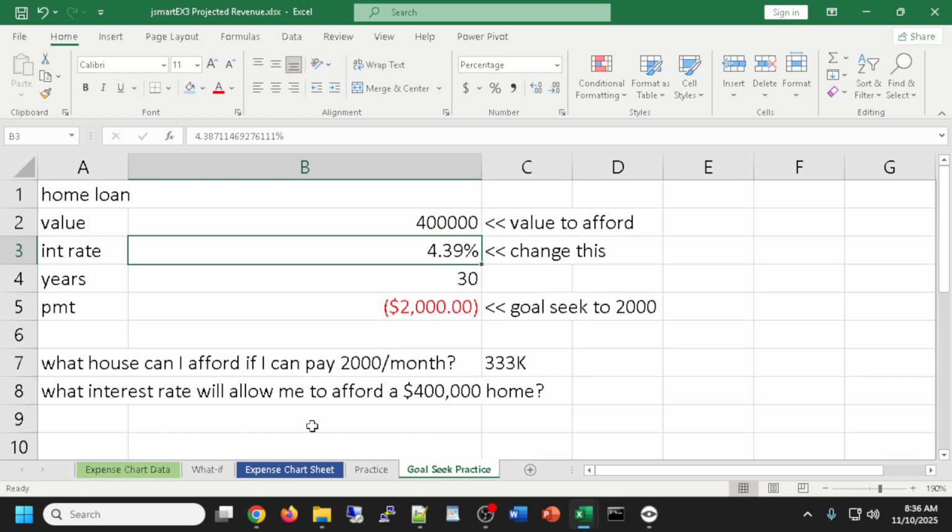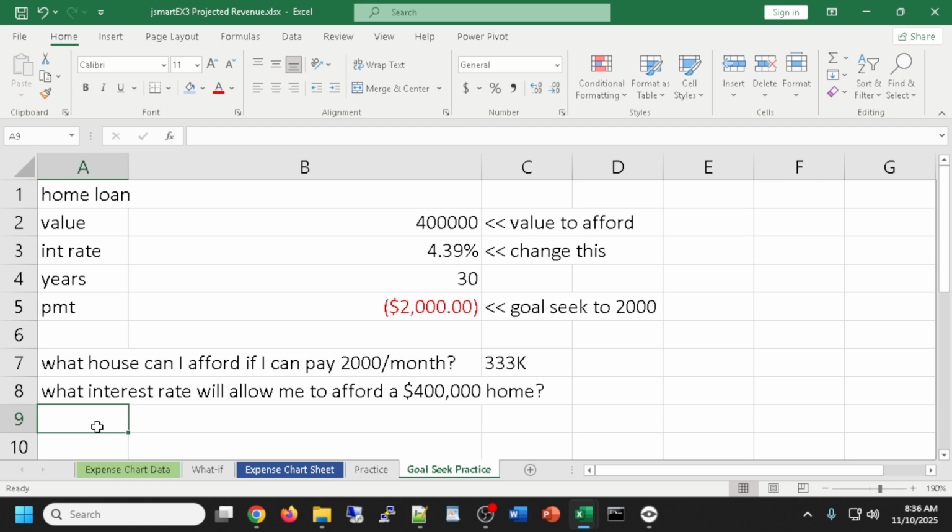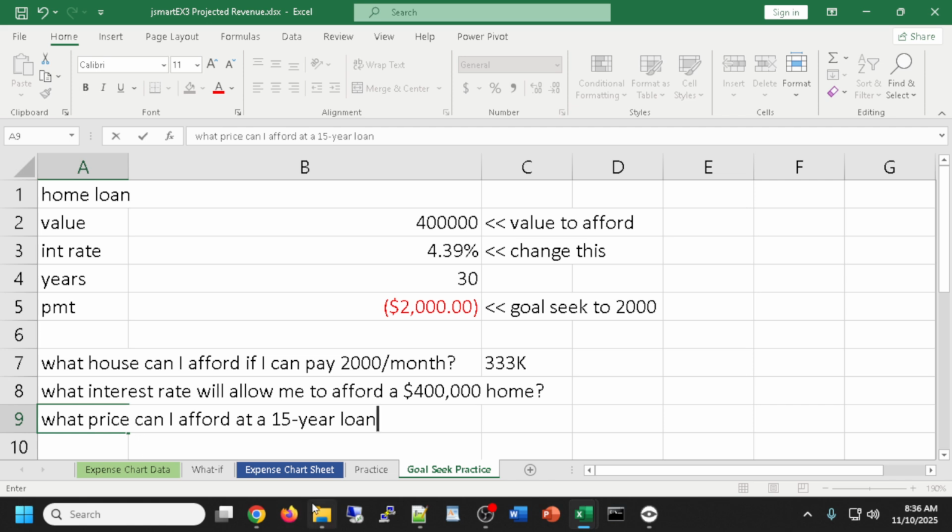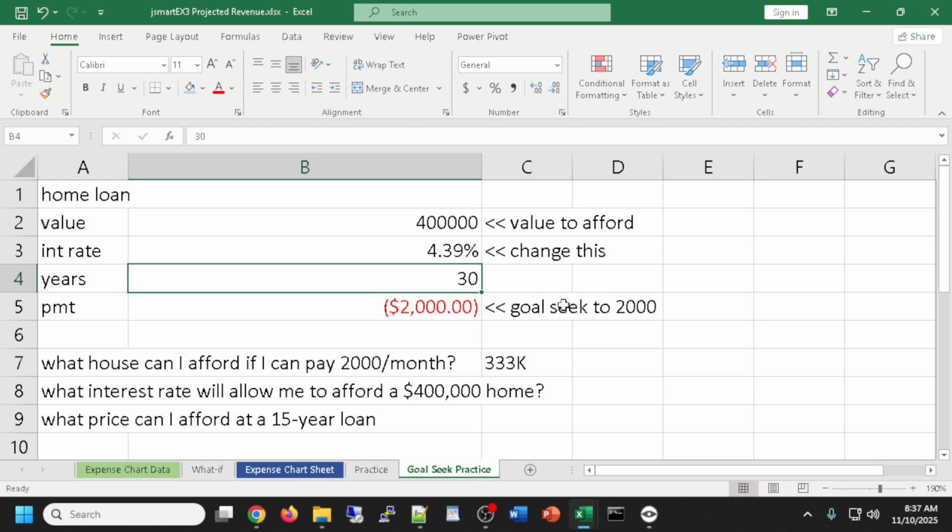One more thing. Suppose I want to pay it off early. What price can I afford at a 15-year loan? Again, afford means a $2,000 per month payment. What price can I afford at a 15-year loan? So let's change this to 15 years. The payment will jump up.